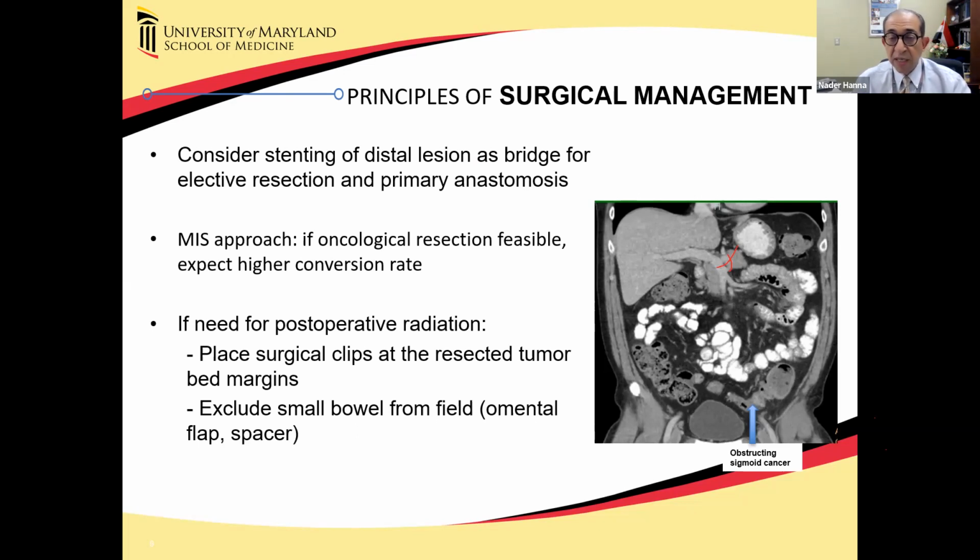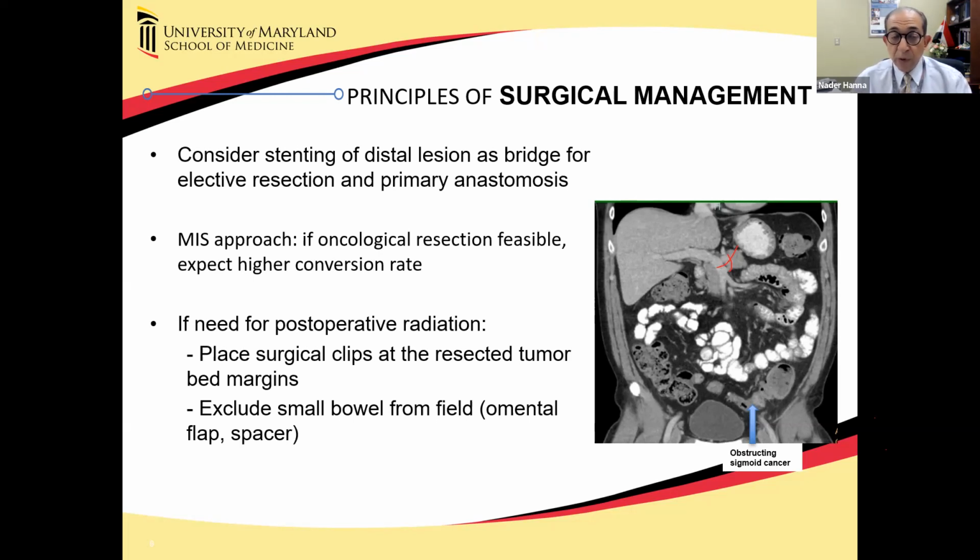So the standard for us here, if you have a distal lesion, you can certainly stent. We have an advanced GI service, which will stent virtually any lesion as long as they can pass a small guide wire, and then they can put a stent and expand the colon. And actually the patients do quite well with that. So if that's an option available for distal lesions, it's a good bridge for elective resection, primary anastomosis, avoiding a bag, but also allows the patient to get the recommended neoadjuvant chemotherapy.